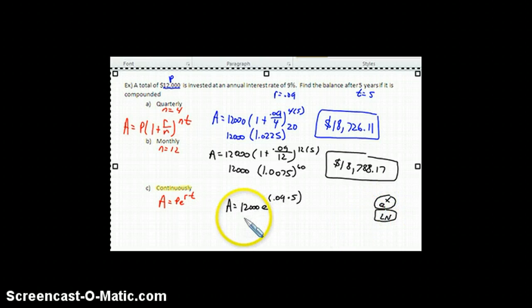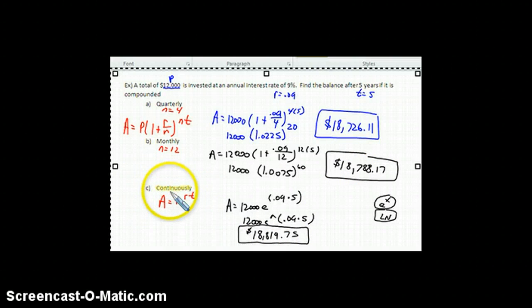So in your calculator it's going to look like this. 12,000 and then e raised to, and then parentheses already inserted for you. So 0.09 times 5 gives me $18,819.75 when I round it. Again, no surprise here that my answer was bigger than the previous one because I'm compounding my interest much more frequently than I did in my previous problems.